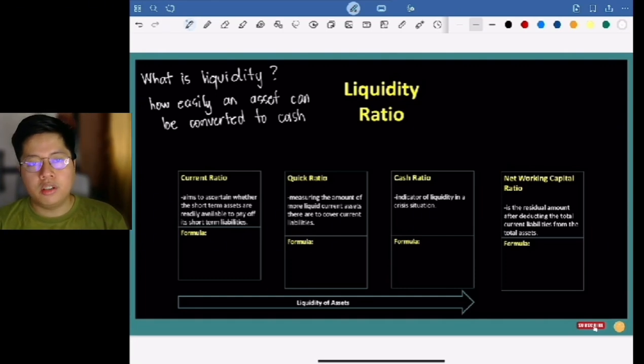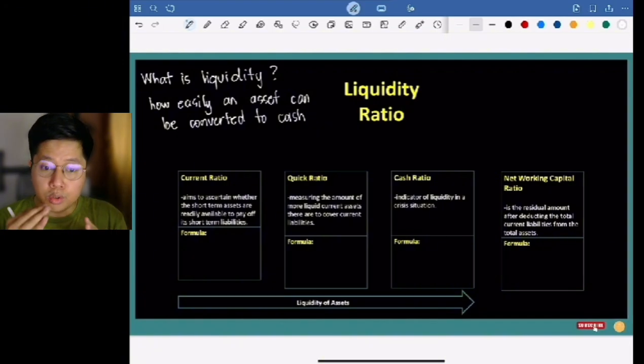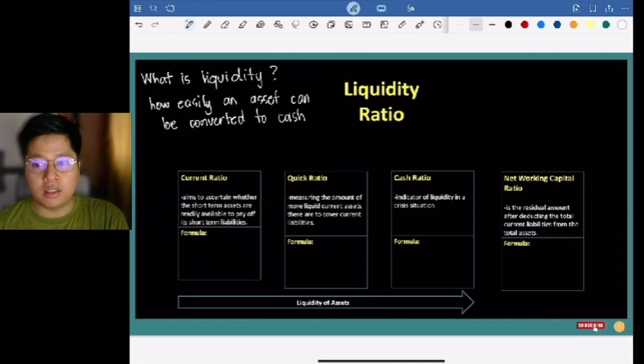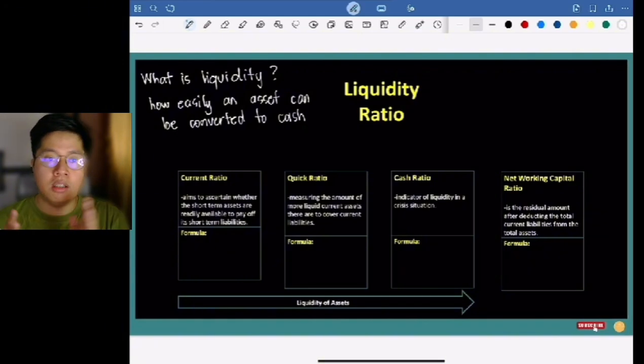So in other words, if you're going to take a look at your balance sheet, specifically in the assets section, you will choose there which are the assets that can be easily converted into cash. Normally, liquid assets are the current assets, but not all current assets can be considered as liquid assets. A good example of which is a prepaid expense.